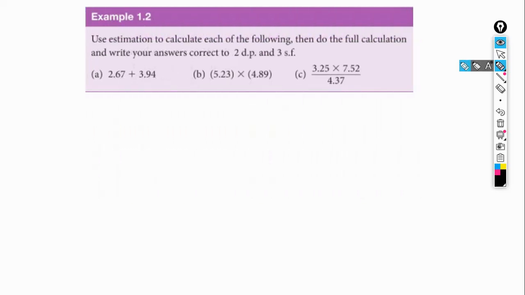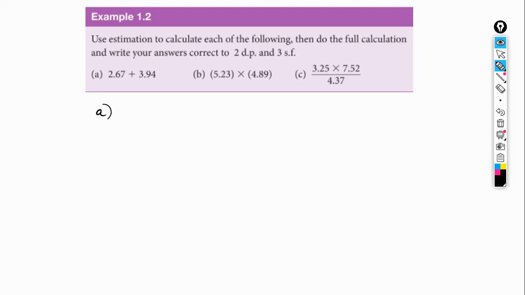Very well, so next we have example 1.2. And it says, use estimation to calculate each of the following, then do the full calculation and write your answers correct to two decimal places and three significant figures. So let's start with letter A. For estimation, that just means rounding very quickly and then adding up the numbers.